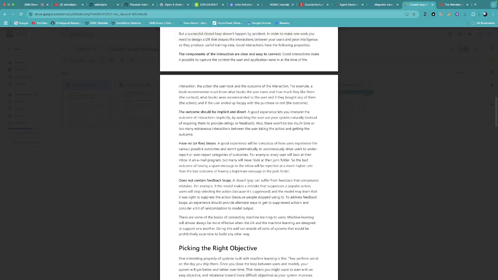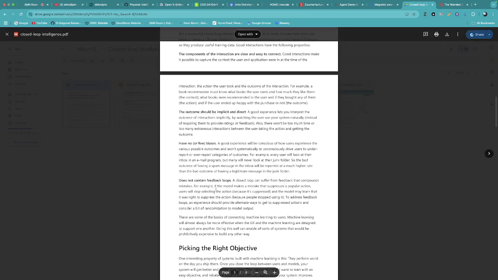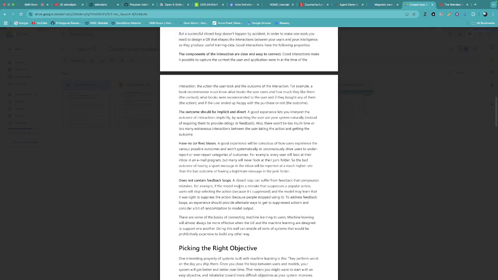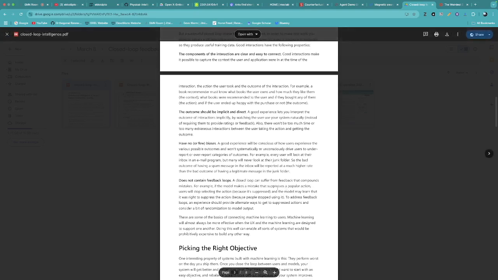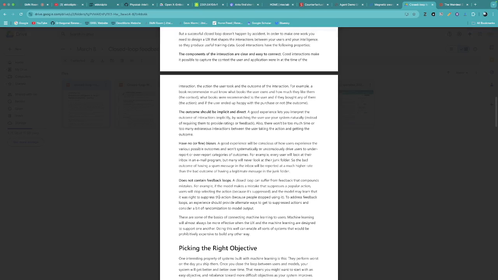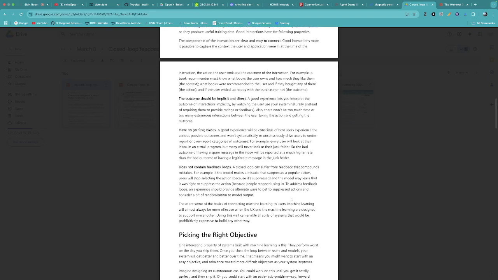So this is interesting in the context of this closed loop system, which of course is where there's a connection between a user and a machine, and there aren't feedback loops within that. So the closed loop can suffer from feedback that compounds mistakes. For example, if the model makes a mistake that suppresses a popular action, users will stop selecting the action because it's suppressed, and the model may learn that it was right to suppress the action because people stopped using it. So having feedback loops within that closed loop is not optimal.